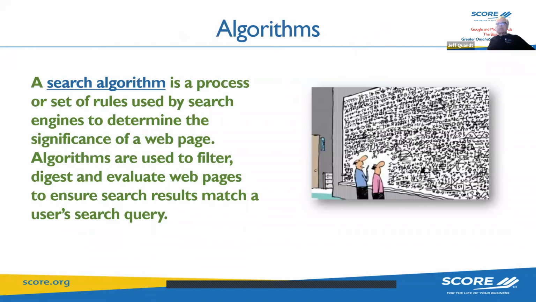So what is an algorithm? An algorithm, and sorry for putting all these words on the screen, but I felt it was helpful to have these on the handout when you downloaded it. It's a process set of rules used by search engines to determine the significance of a web page. And it's used to filter and digest, basically giving the search results matching what the person's looking for. You have to remember that they're written by humans. So what's important to a human is basically what a search engine actually has.